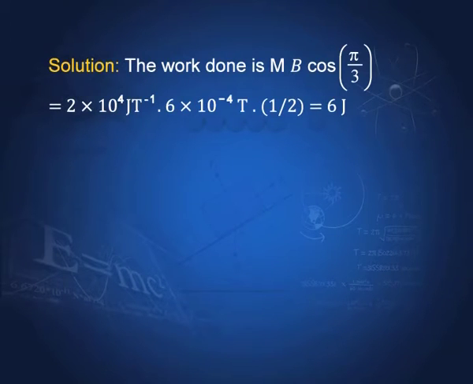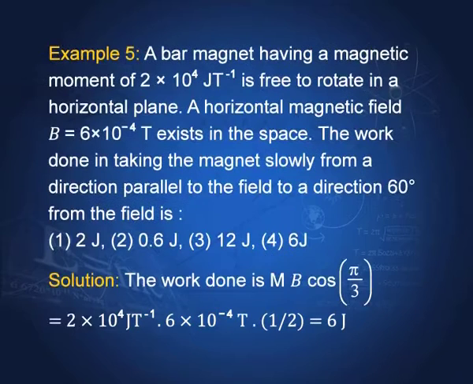If you remember that, then you can easily find this mB cos pi by 3. Pi by 3 is 60 degrees and cos pi by 3 is half. So, it is half mB. Substitute the value of m, 2 × 10^4 J/T, and the value of B, 6 × 10^-4 T, and you will find that this is equal to 6 J. So, the work done is equal to 6 joule.